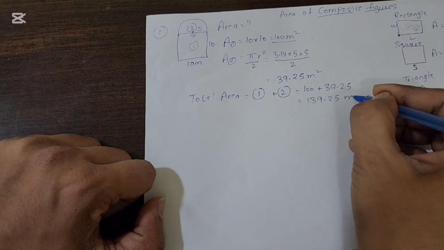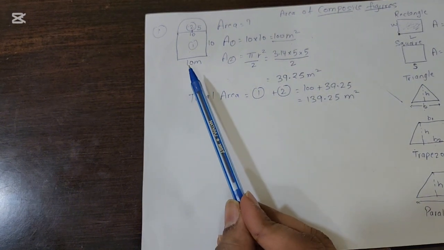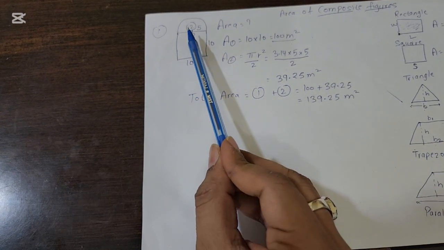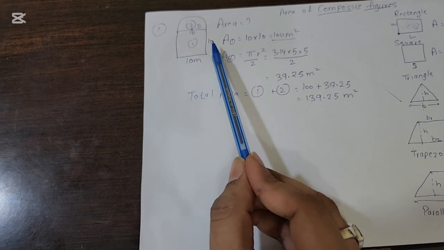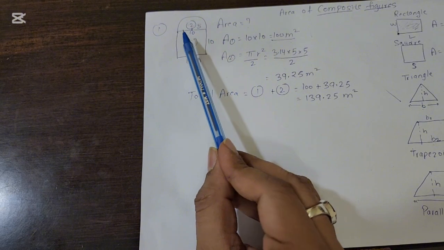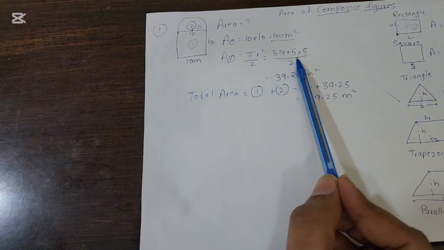139.25 meter square. Okay, I hope this is clear. Let me explain one more time. This shape was made from two things, one square and the second one semicircle. Area of square, side multiply side, yani 10 multiply 10, that is 100. Area of semicircle is pi r square divided by 2.